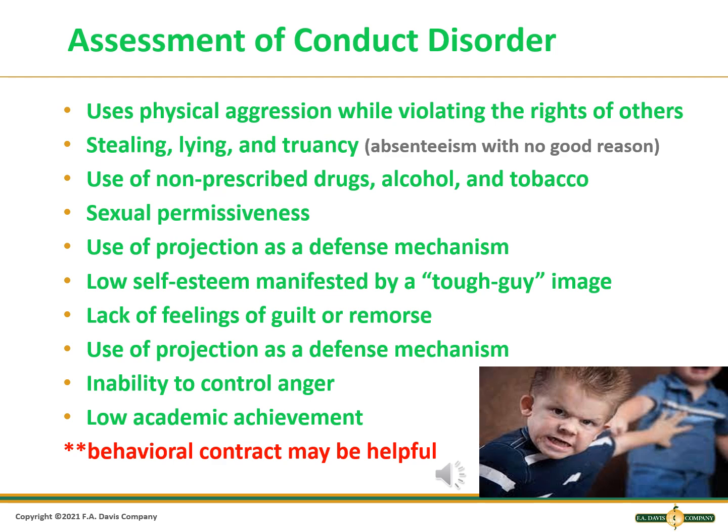Projection is a common defense mechanism. Low self-esteem is manifested by a tough guy image. Characteristics include poor frustration tolerance, irritability, and frequent temper outbursts. Symptoms of anxiety and depression are not uncommon. Level of academic achievement may be low in relation to age and IQ.